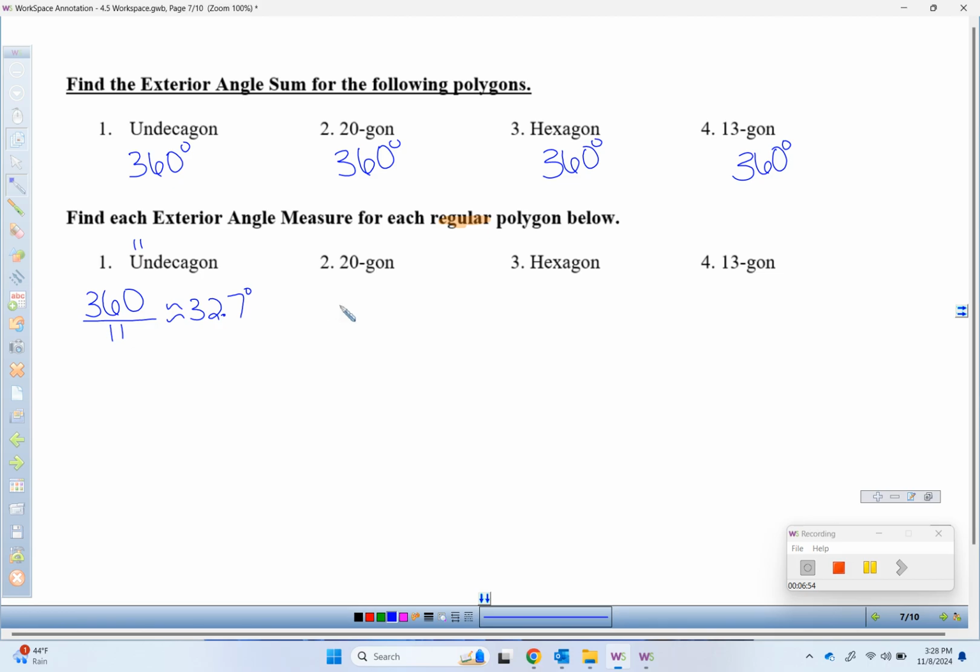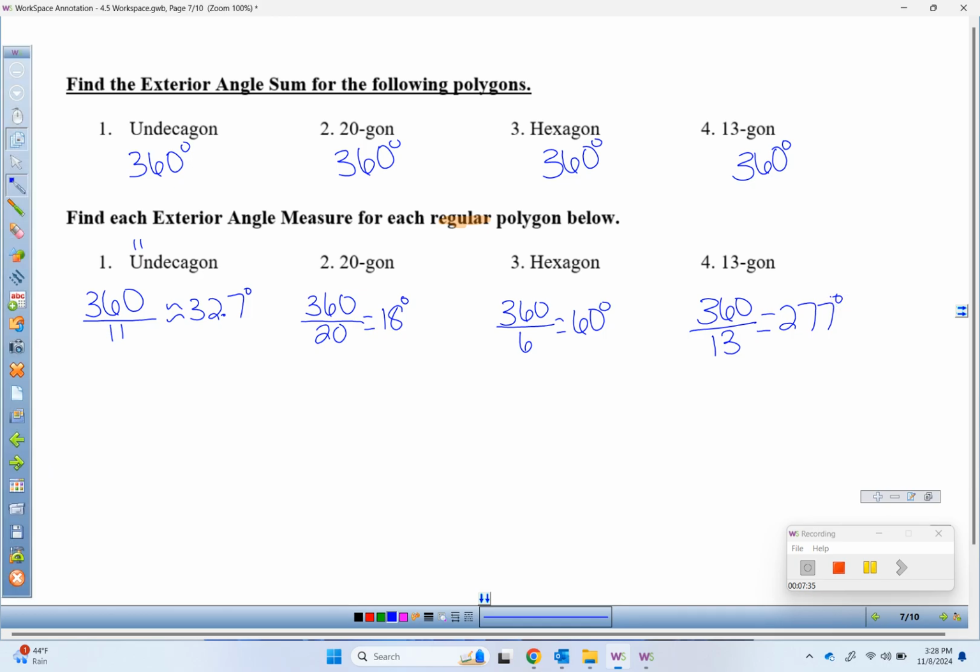So a 20-gon, once again, you start with the 360 degrees, and you divide it by the amount of angles. You should get 18 degrees. A hexagon, 360 degrees divided by the amount of angles, which is 6, gives 60 degrees. A 13-gon, start with 360, divide it by the amount of angles, and you should get approximately 27.7 degrees. Okay.